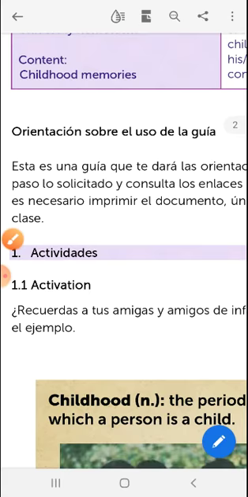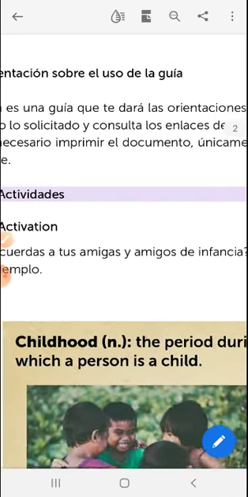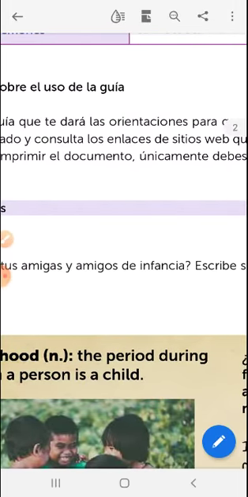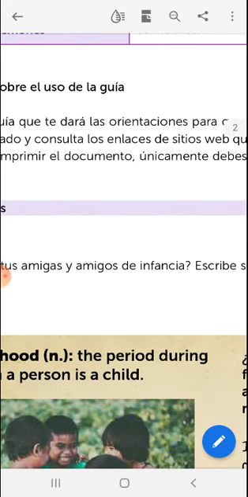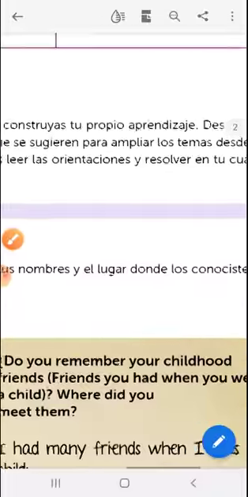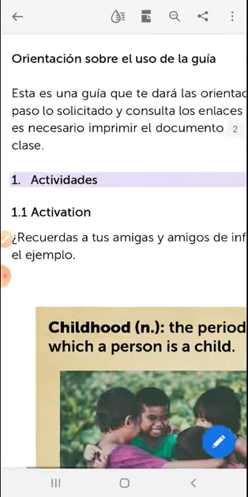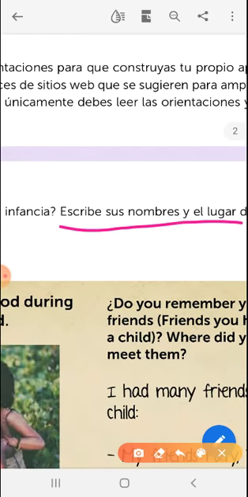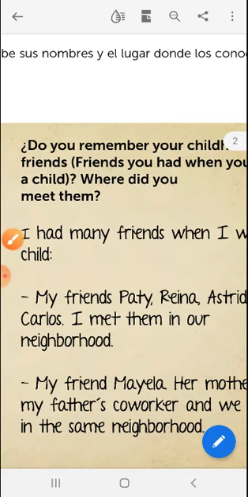So, let me ask you, what did you do when you were little kids? Do you remember what you did when you were little kids? Okay? ¿Recuerdas a tus amigos y amigas de infancia? Remember your friends in childhood. Escribe sus nombres y el lugar donde los conociste. Sigue o observa el ejemplo. This is the first activity. Let's see the example.